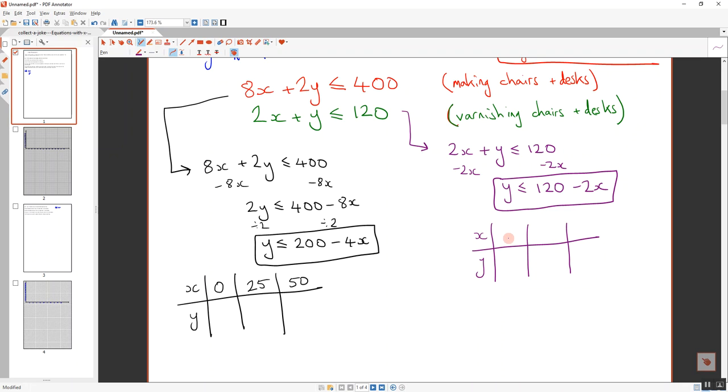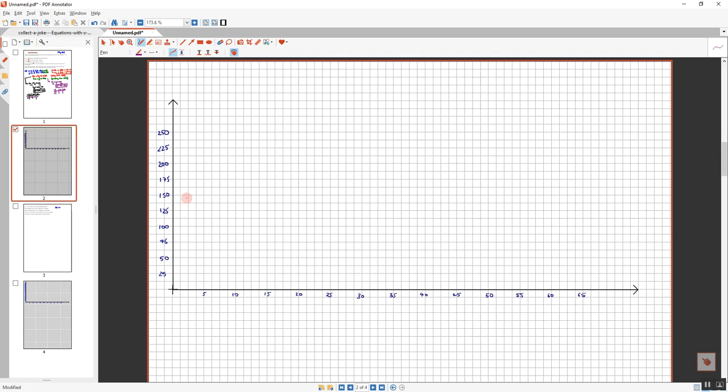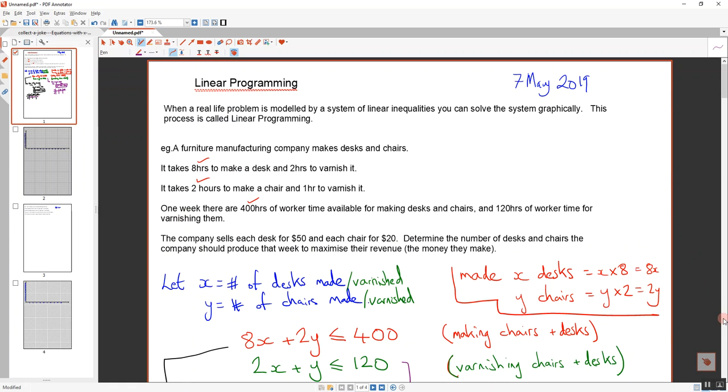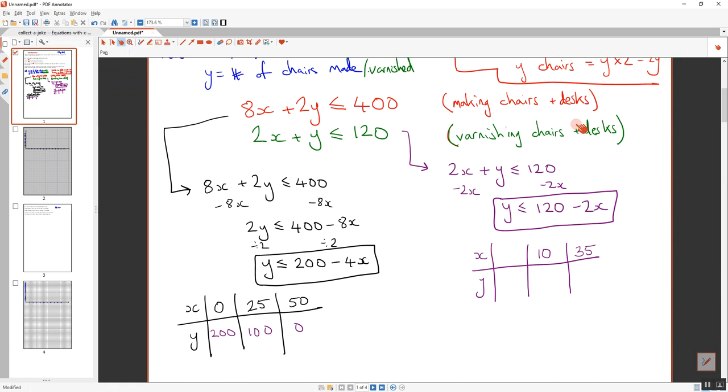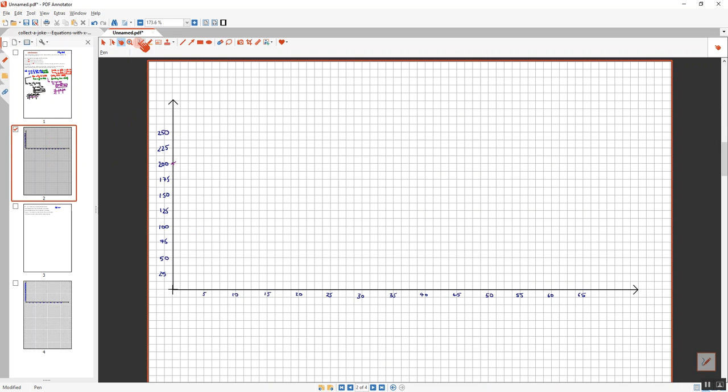Okay, so whenever I come to plot that, I've got 0, 200. So it's going to go through this point, 0, 200. It's going to go through 25, 100, which is here. And it's also going to go through 50, 0.